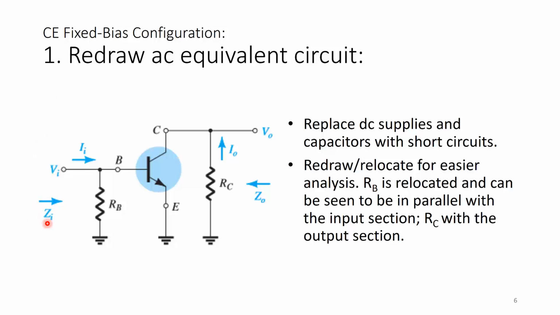When we did the DC equivalent circuit, we did not do that. We maintained all the DC supplies because we were doing DC analysis. But in this case, we're doing AC analysis, so the DC supplies are shorted and connected to ground, which means I can now redraw and relocate for easier analysis. So RB is relocated instead of connected to VCC, because VCC has now become ground. I can redraw it and it can be seen in parallel with the input section. So will RC be relocated, and it can be seen that RC is in parallel with the output part of the section.